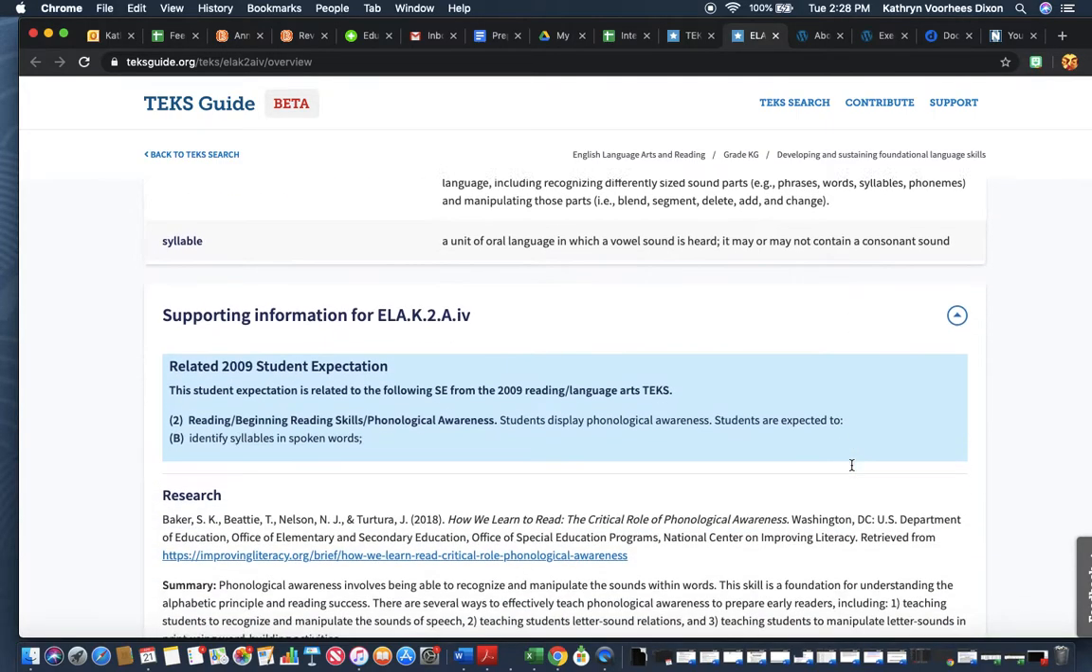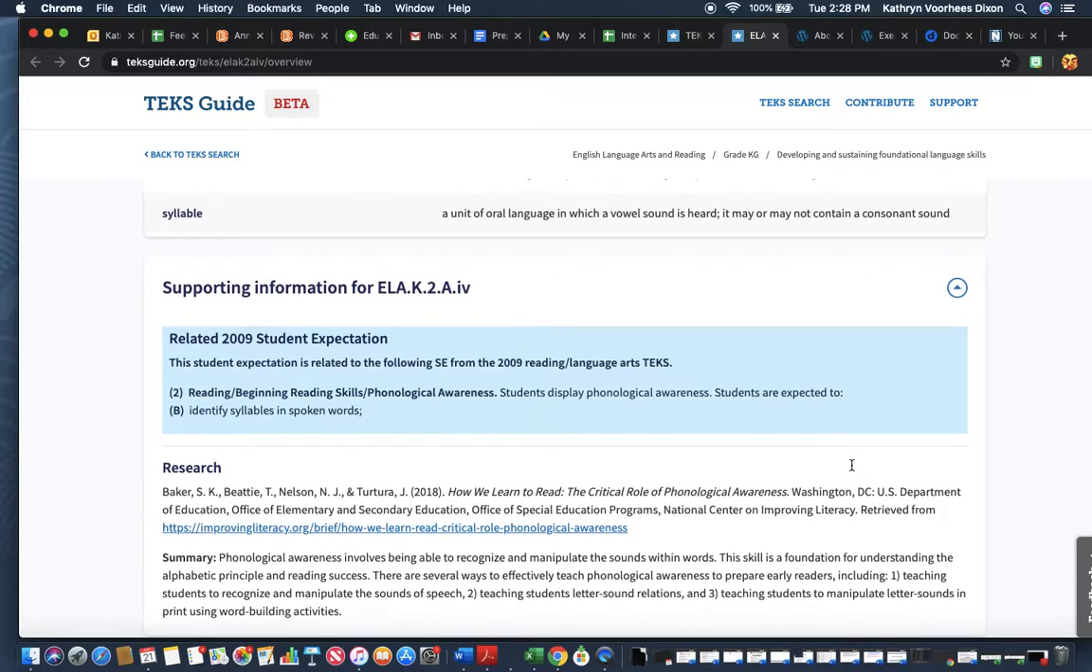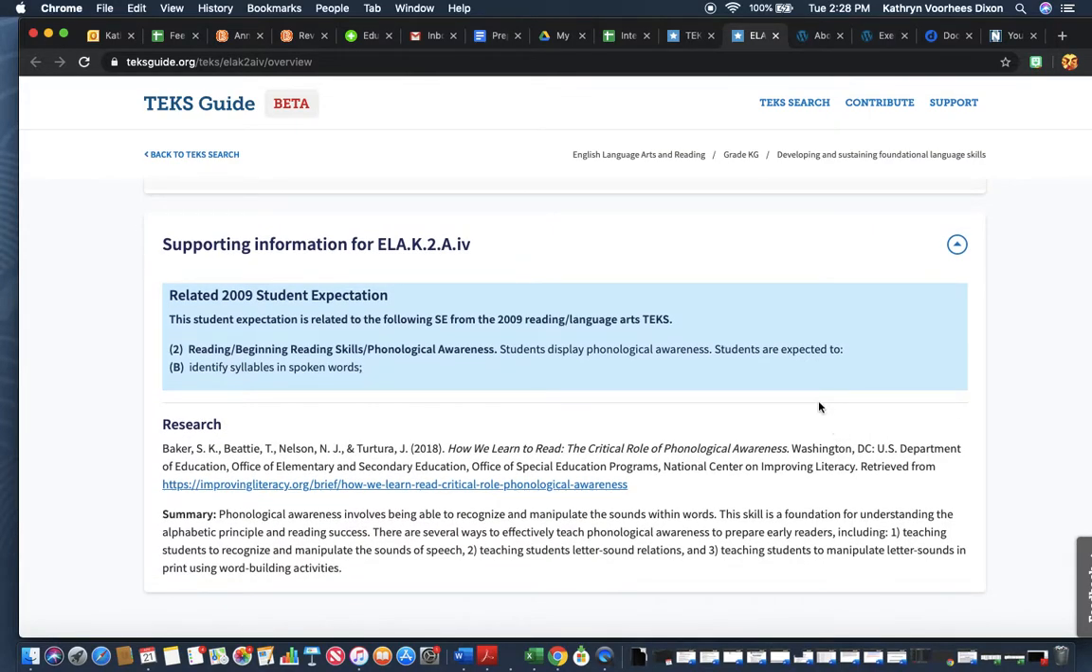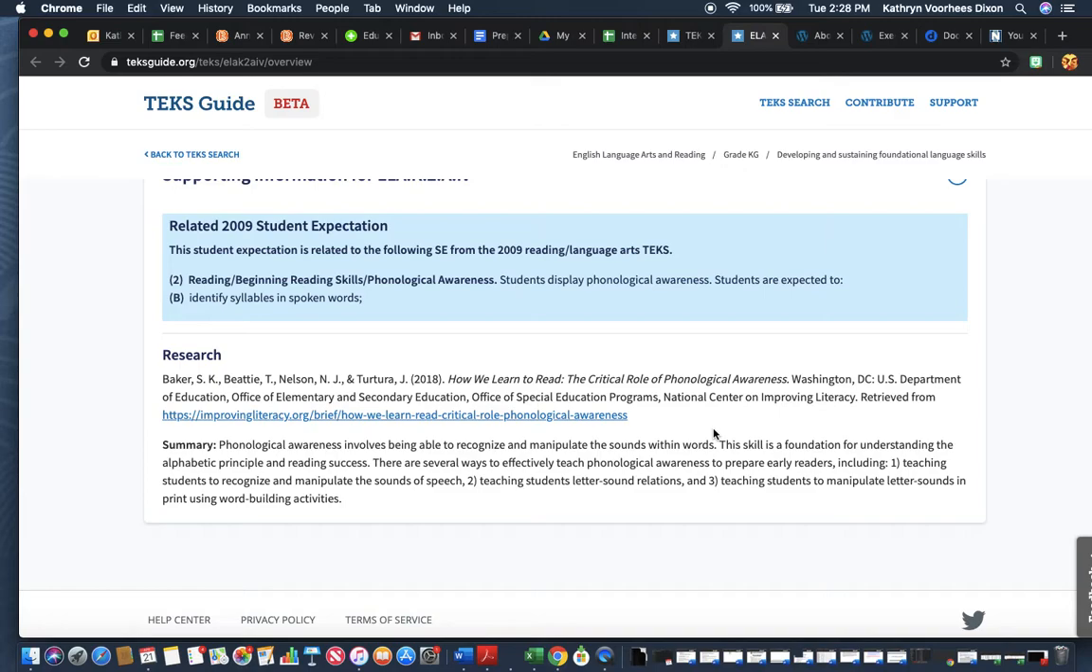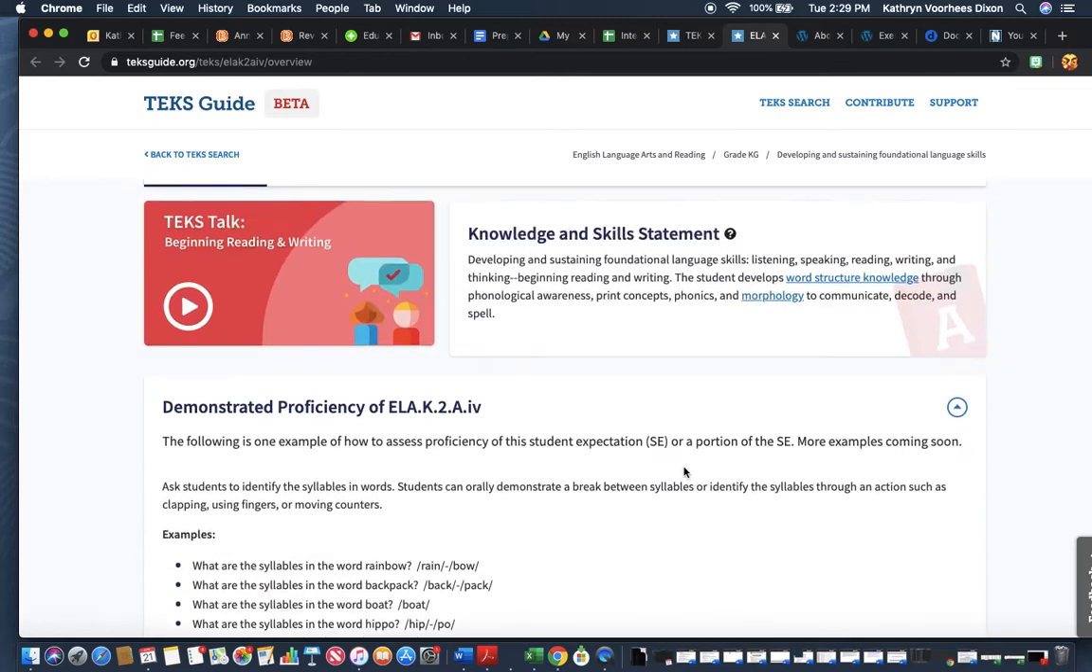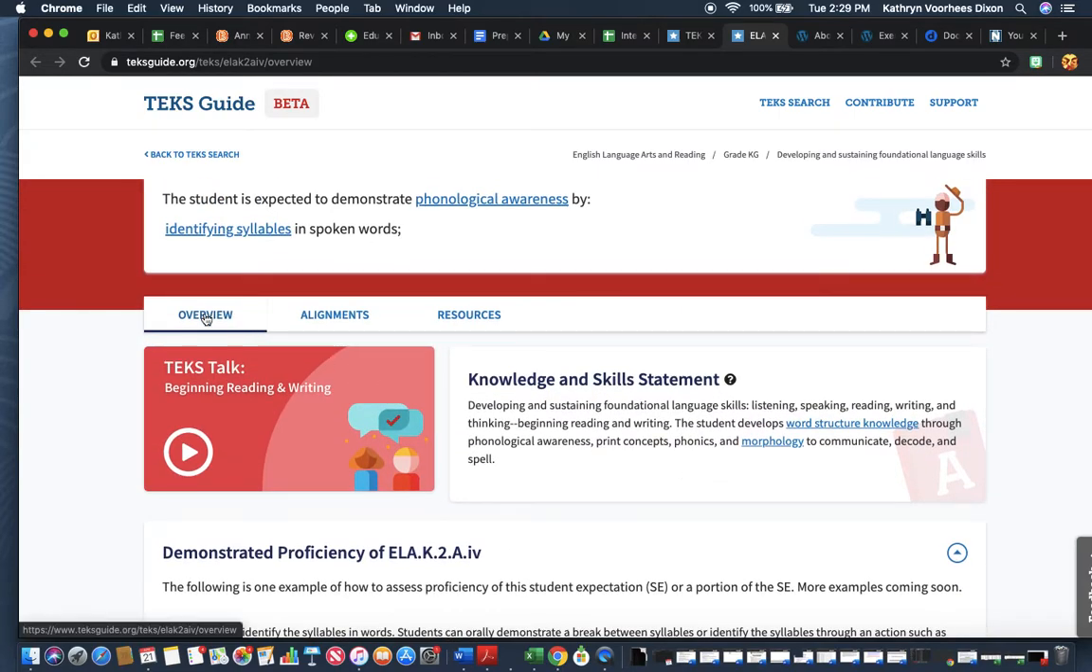And then you will find where there's supporting information. So this pulls back from the old set of TEKS, how it relates back to what the TEKS used to be versus what they are now in the updated versions. And then you'll see here where there's some research that supports that particular TEKS. And I really like that they give you a little summary. That way you don't have to read the entire research article if you don't want to, but you can basically get the synopsis right there. Okay, so that is all under this overview tab.